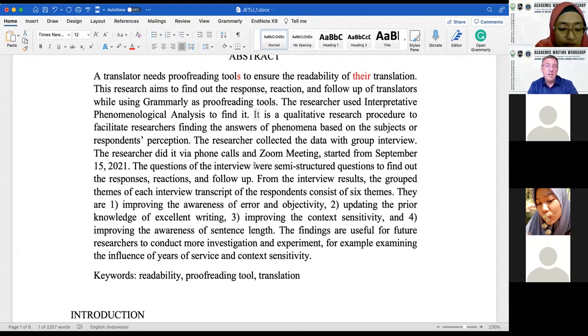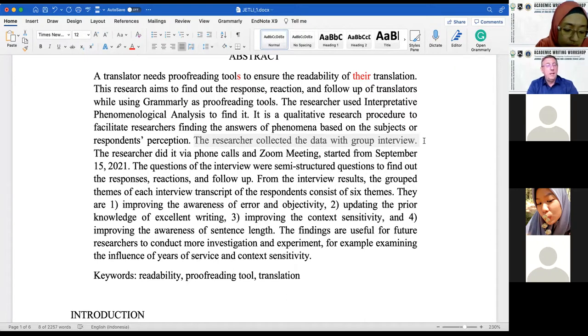I am completely lost. The information flow has been interrupted. I'm really not sure what the purpose of this study is. I'm not sure exactly what methodology they used and how they used it. The researcher collected the data with group interview. Now, group interview already tells me that human participants were used.